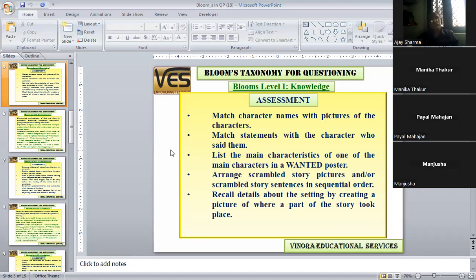Match statement with the character who said them. Arrange a scrambled story picture or scrambled story sequence sentences in sequential order. So these type of questions have to be put in for the purpose of assessment.